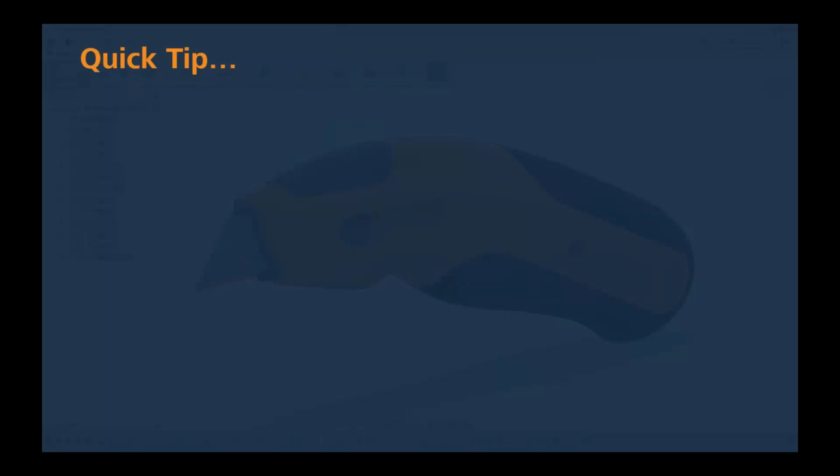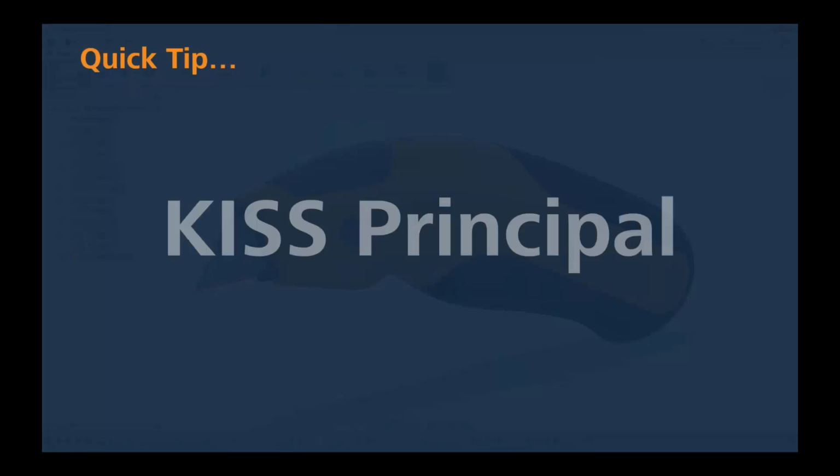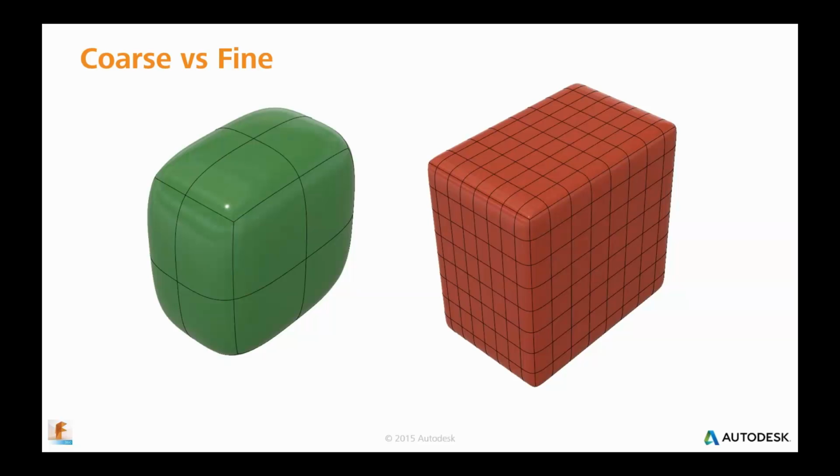So my first quick tip before we get stuck into demonstrating the product is: keep it simple. We must always remember this. A good example is if we consider a box when we're working inside of the sculpt environment. A box can be modeled in two ways. It can be modeled as a simple form on the left, shown in the green, or as a complex form on the right, shown in the red.